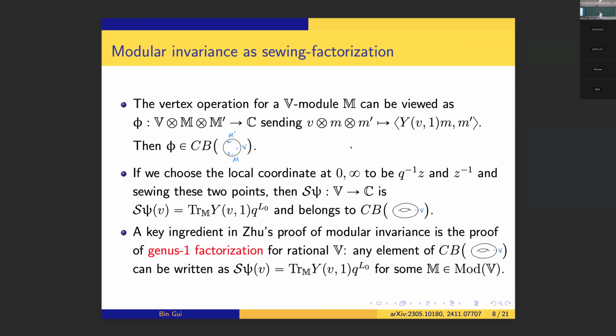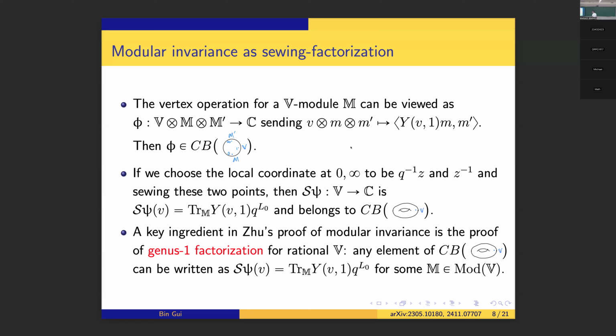But before that, I want to give you some examples that show you how this sewing factorization stuff is related to something. The first is that, because I have a VOA module M, then the vertex operator could be used. So the vertex operator looks like this: Y of v and z, where z is a non-zero complex number. You can let this act on an element of my module M, and this is inside the so-called algebraic completion of M, and you can pair it with an element inside the graded dual to get a number. And this could be viewed as a linear functional on V tensor M tensor M prime.